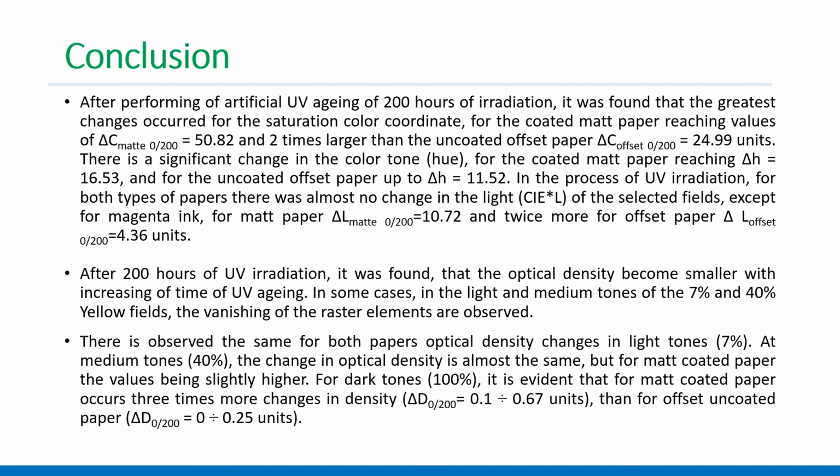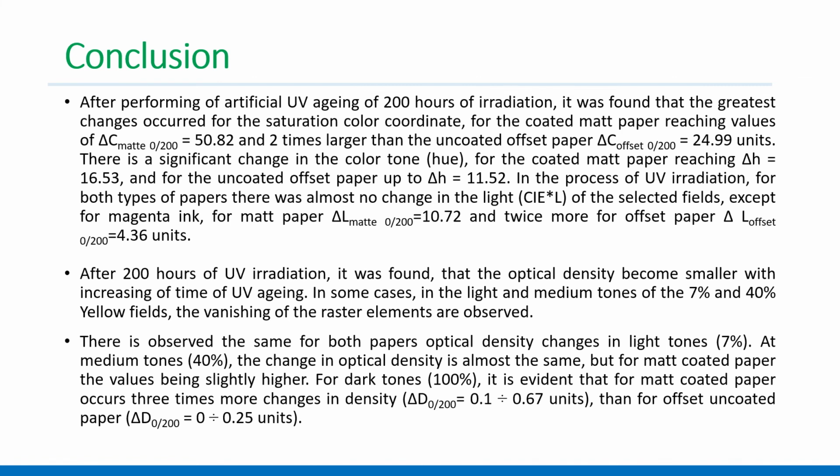The second conclusion is that after all this period of irradiation, it was found that the optical density became smaller with increasing time of UV aging. In some cases, in the white and medium tones of 7 and 40% in yellow fields, we observed vanishing of the raster elements, especially in the yellow.